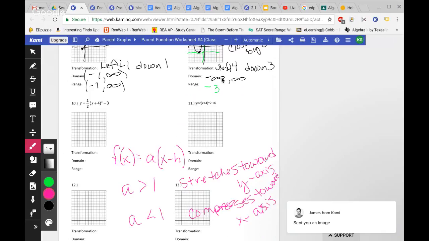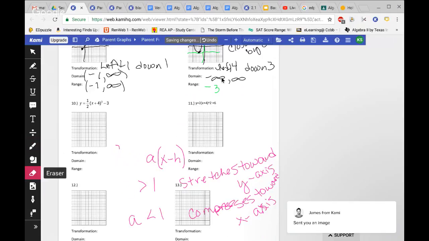Yeah, it does. Okay. So this number in front of either the parentheses, the square root, the absolute value, that letter A or whatever the number is, it's going to tell you whether it's going to stretch or compress. When it's stretching, it's getting closer to the Y. The best thing to remember is it's getting closer to the Y.